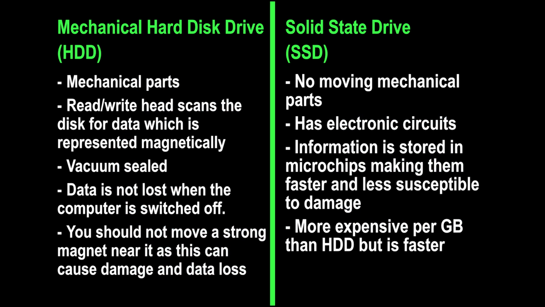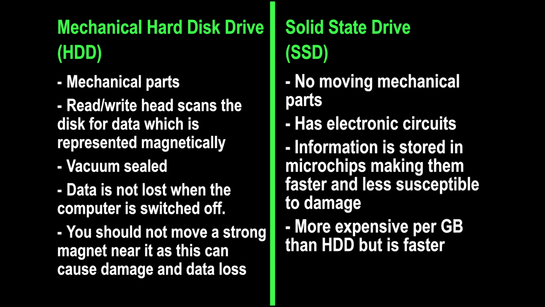Mechanical hard drives have mechanical parts, and a read-write head which scans the disk for data represented magnetically. They are vacuum sealed, and data is not lost when the computer is switched off. Since data is represented magnetically, you should not move a strong magnet near it, as this can cause damage and data loss. SSDs have no moving mechanical parts.